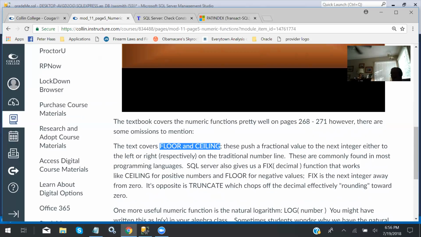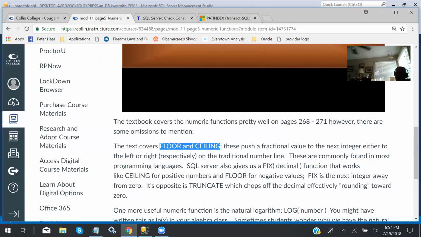So what is the floor of 3.999? 3. What is the floor of negative 3.999? Still 3? No, the answer to that is negative 4, because it always goes to the left on the number line. So the floor of negative 3.1 is negative 4. The floor of 3.1 is 3. So that's something to remember: floor always goes to the left on the number line.